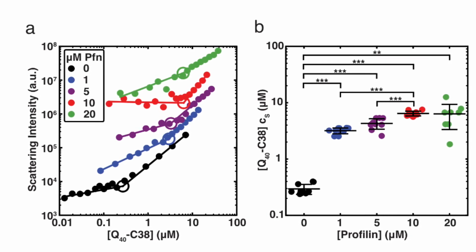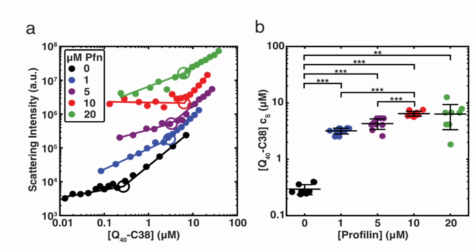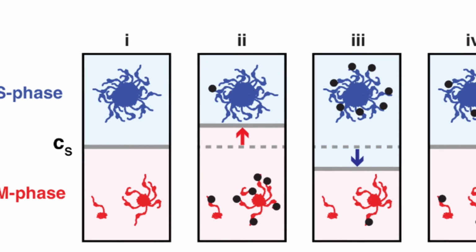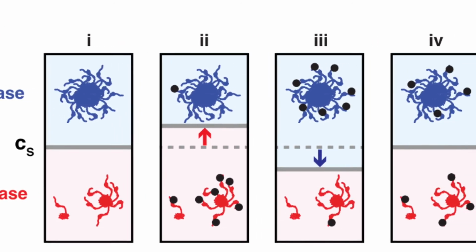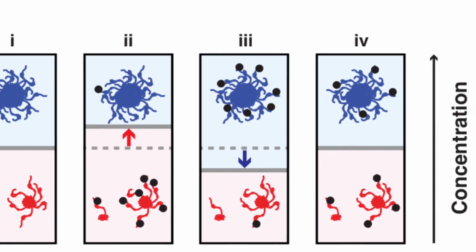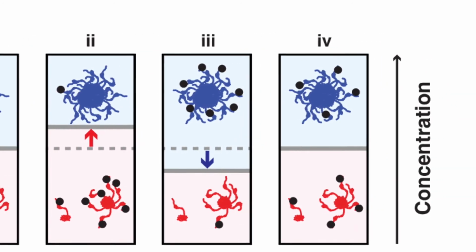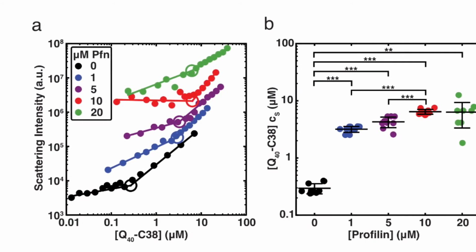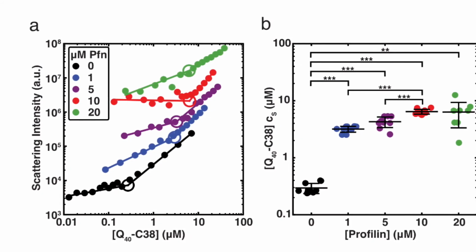Well, to understand this, one must understand Figure 2b, which displays that an increase in CS indicates that profilin binds well to the M phase and destabilizes the S phase, and that a decrease indicates preferential binding of profilin to the S phase, so just the opposite. As one can see, CS increases, thus suggesting that profilin preferentially binds to the M phase.